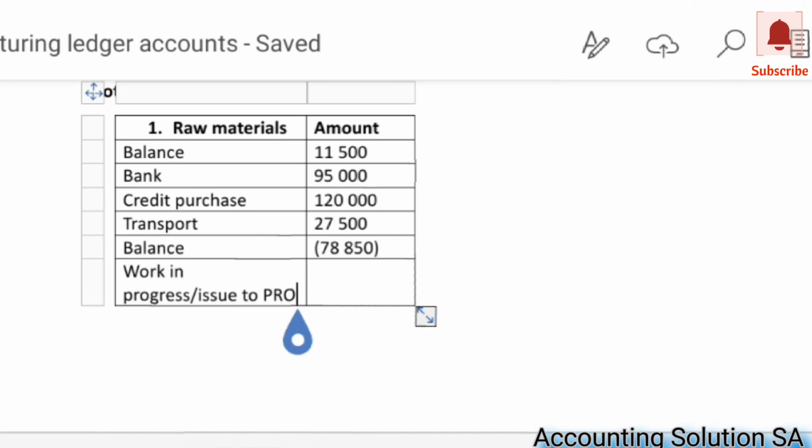Now, how do we get our work in progress balance? It's 11,500 plus 95,000 plus 120,000 plus 27,500 minus 78,850.